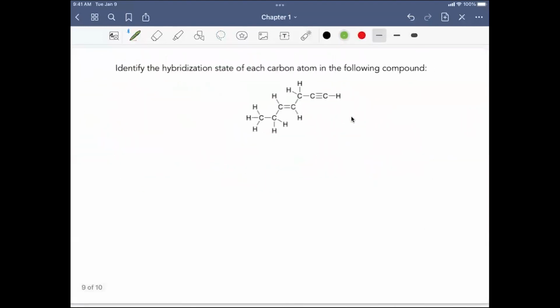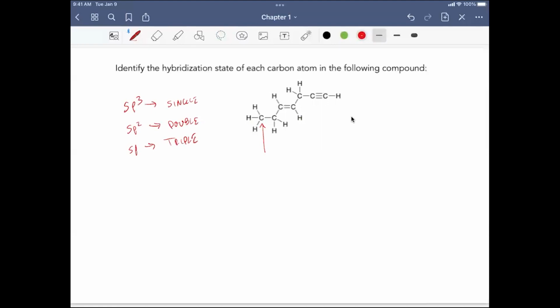All right. This is getting into atomic orbitals. So talking about, is it sp, sp2, sp3 carbons? So let's remember that sp3 is single bonds, sp2 is double, and sp is triple. So let's go through this molecule and identify what kind of hybridization each carbon atom would have. Let's focus on this one first.